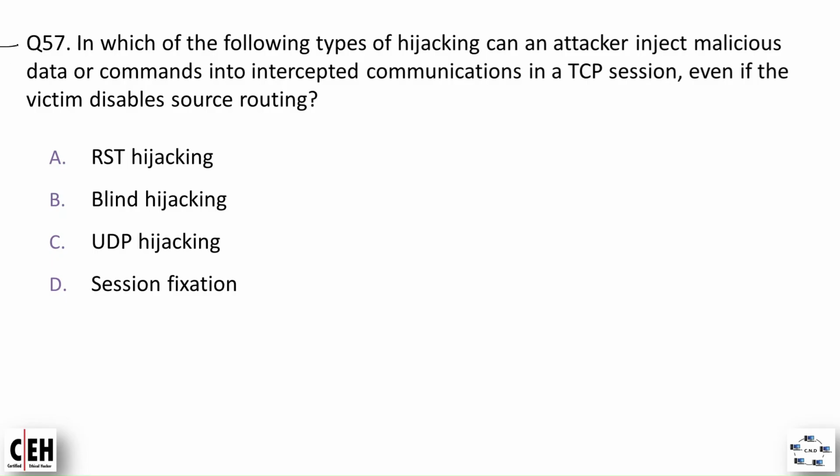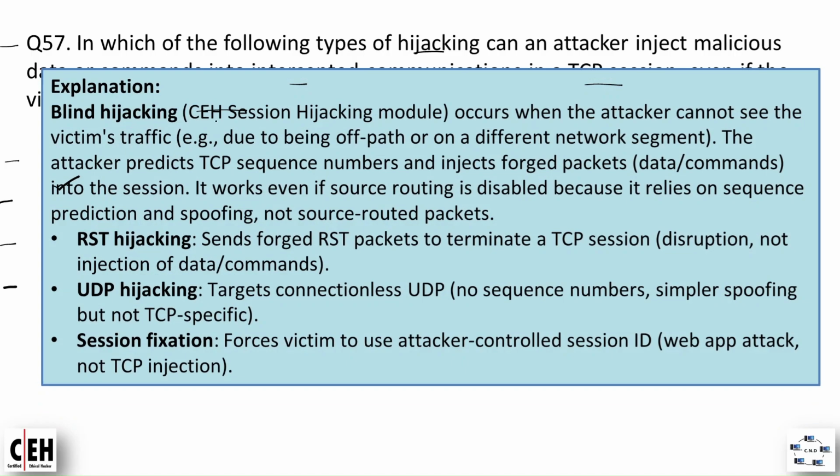Question number 57. In which of the following types of hijacking can an attacker inject malicious data or commands into intercepted communication in a TCP session, even if the victim disables source routing? Option A, reset hijacking. Option B, blind hijacking. Option C, UDP hijacking. And option D, session fixation. And the correct option is option B, blind hijacking.